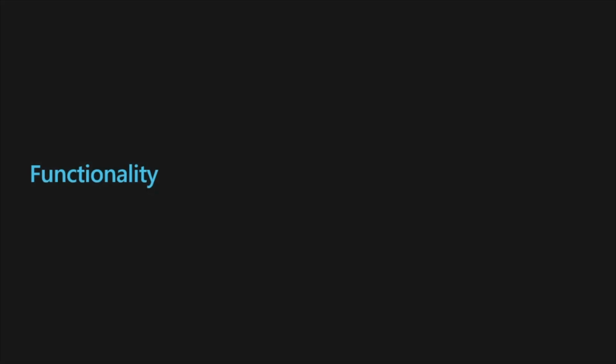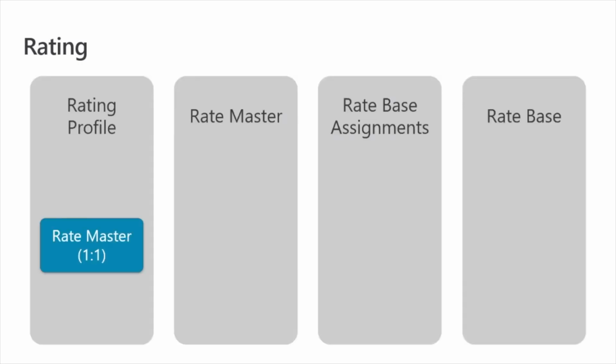So let's talk a little bit more about those conceptually, and how those different configuration forms are related. If we start with rating, I've got a visual here, and this is really trying to depict the relationship between the different configuration forms. So think of this as a pyramid, a sideways pyramid, where the rating profile on the far left-hand side is the top of the pyramid.